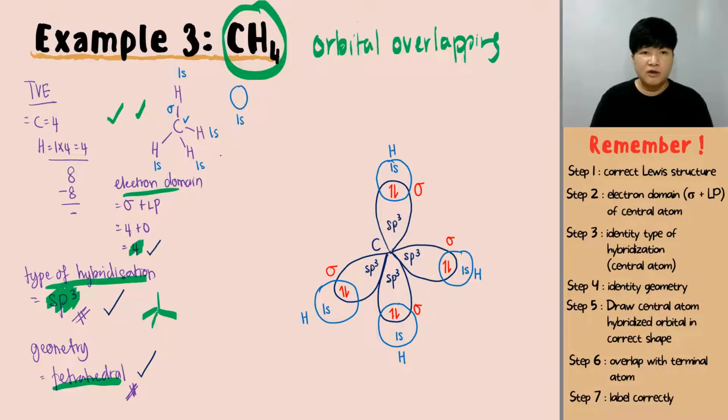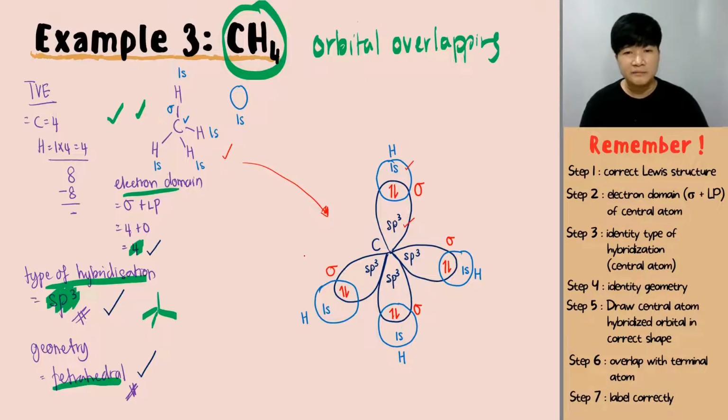sigma. Can you compare your Lewis structure with your orbital overlapping diagram? They are very similar. It's just that you are replacing your Lewis structure with the hybridized orbitals and their orbital overlapping. We are basically showing how the sigma bond is formed between the carbon and hydrogen.